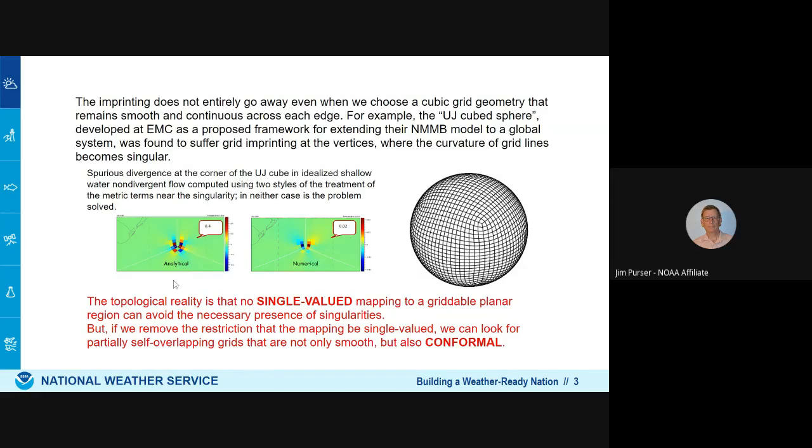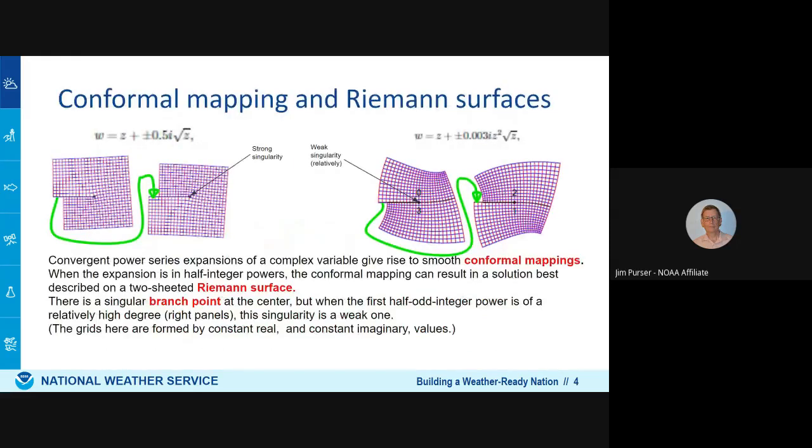And the topological reality is that no single-valued mapping to a gridable planar region can avoid the necessary presence of singularities. But if we remove the stipulation that the mapping be single valued, we can look for a partially self-overlapping grid that is not only smooth, but also conformal. So here's an example of a very simple conformal mapping with what's known as Riemann surfaces.